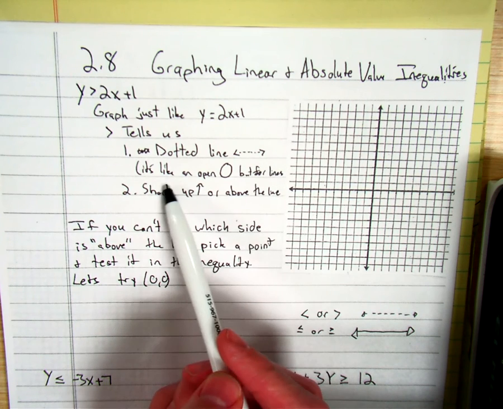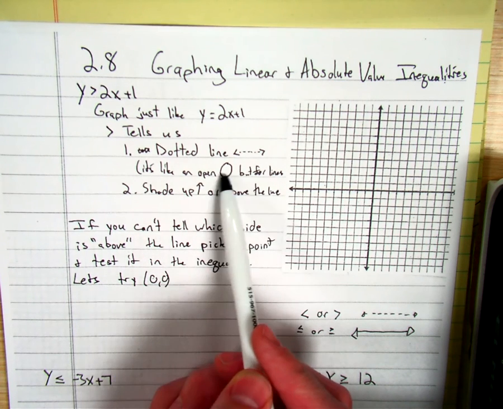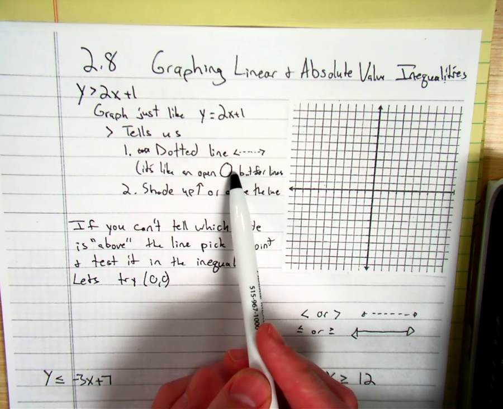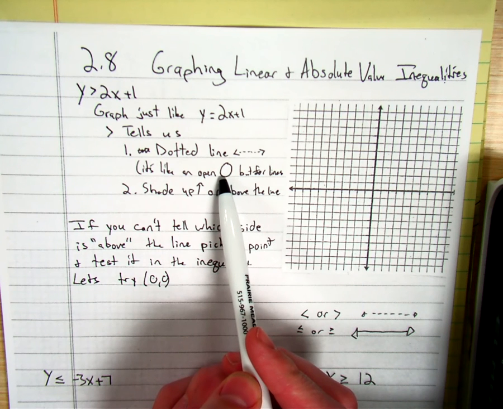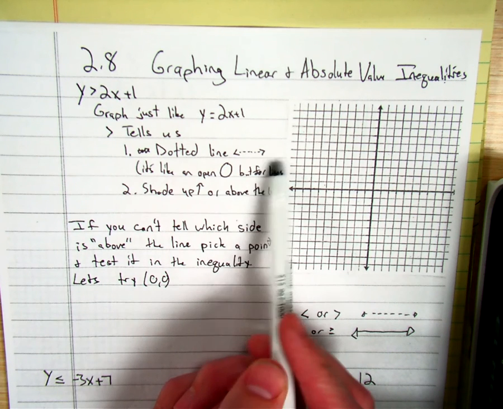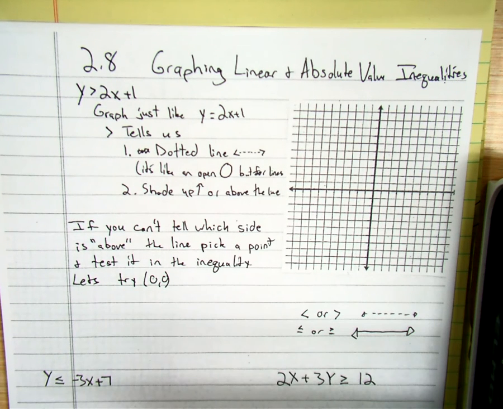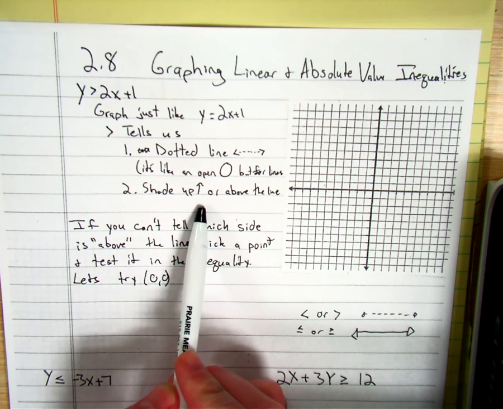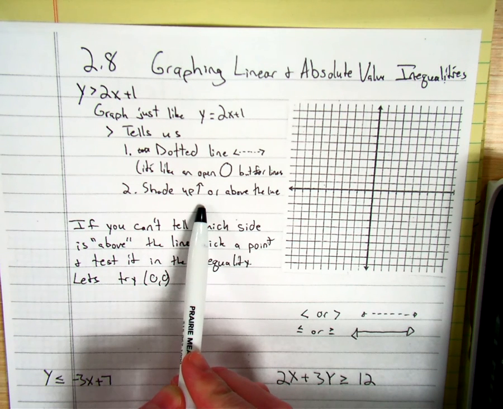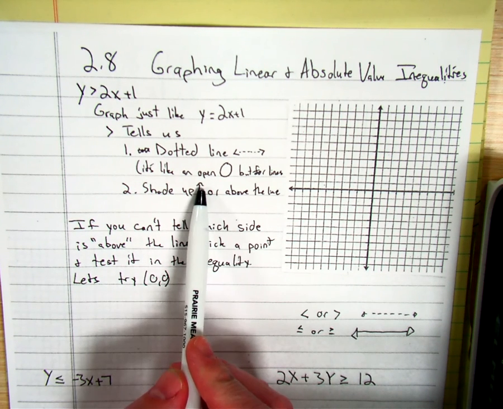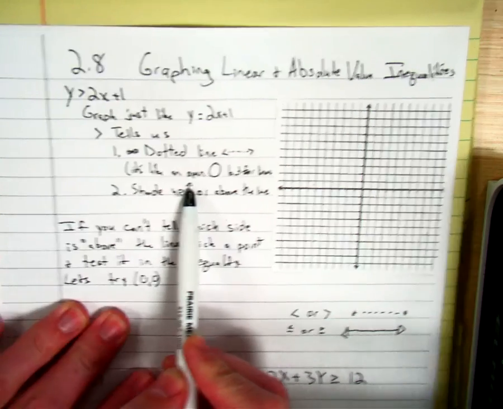Dotted lines are just like an open circle, like those would be on number lines, but this is for two-dimensional graphing. It also tells me that we're going to shade on top of it, shade above or up. And we'll talk about some strategies for being able to recognize which way to shade. Okay? So let's get to it.